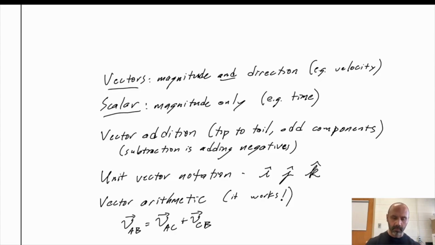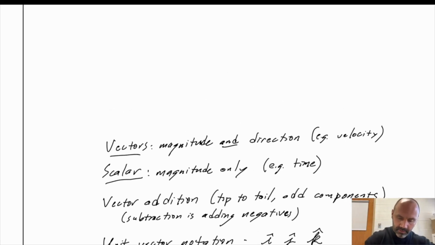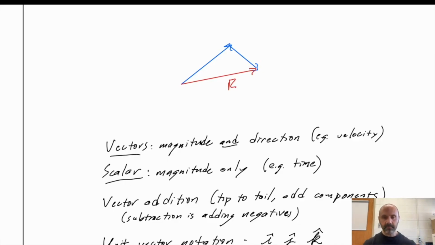When you do vector addition, right? So that's adding the arrows together. You can do that graphically, where you put them tip to tail. So you can add two vectors kind of like this. Here's one vector, and I'm adding it to this vector. And you can see I've put them tip to tail, so the resultant looks like this. Okay, there's the resultant.